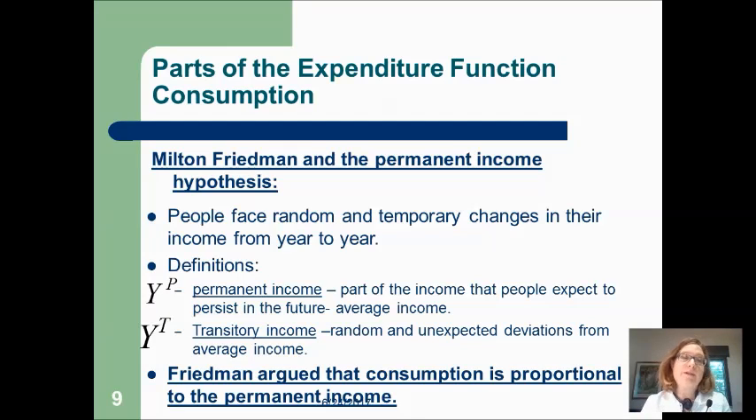Milton Friedman offered a very interesting idea to divide income into two parts: the permanent income and the transitory income. The permanent income is the part of the income that people expect to persist in the future. You can think about it as the average income. Transitory income is any random, unexpected deviation from the average income. So if you got a bonus that you didn't expect, or a fine that you didn't expect, all these things affect your income. Or if you were laid off and you didn't expect that, then there's a transitory downward shift in your income.